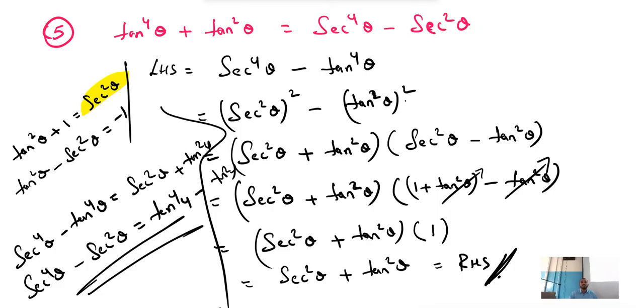Understood? It's so easy, no? Very good. This is a somewhat different method. If we keep tan power 4 theta plus tan square theta, we may get the answer, but the steps may be more. So we have tried with this method. Whenever you get problems like this, power 4, power 2, just interchange the values like this and try.